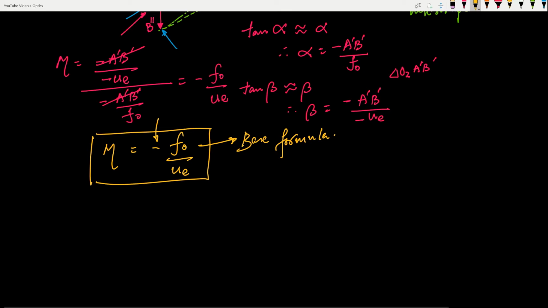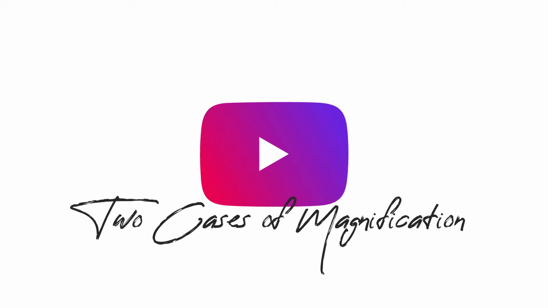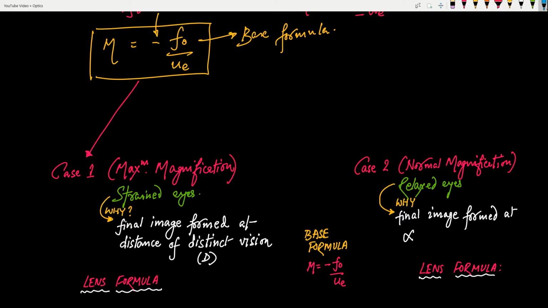Now once you understand the base formula, we have seen earlier that there are two cases for simple microscope and compound microscope, that is maximum magnification in case of strained eyes and minimum magnification or normal magnification for relaxed eye. So we'll be looking into that. Once you understand the base formula for telescope, the two cases that we'll be learning are absolutely easy. It is similar to the concept that you have learned in simple microscope and compound microscope. If you have gone through that video, then this is just a piece of cake. So let's look into our case 1 and case 2.